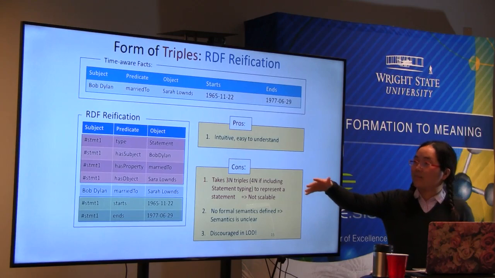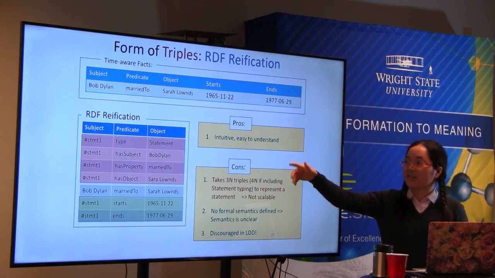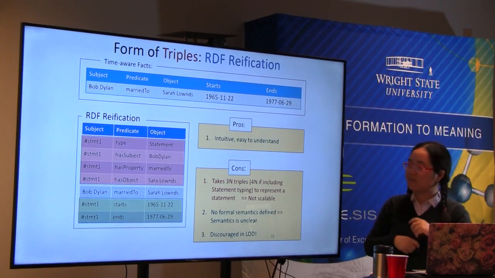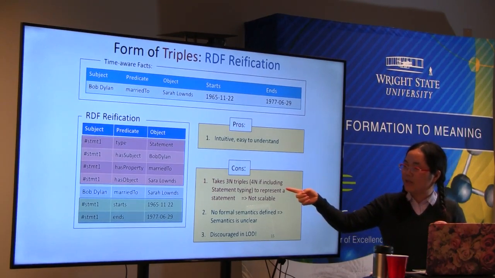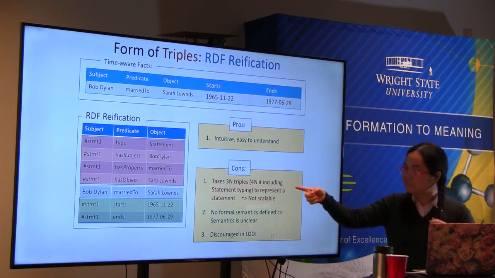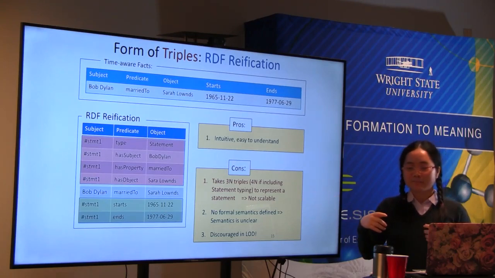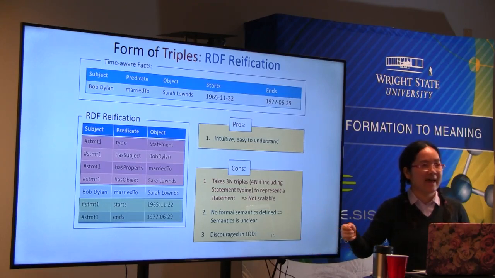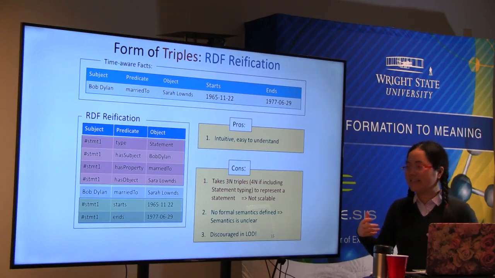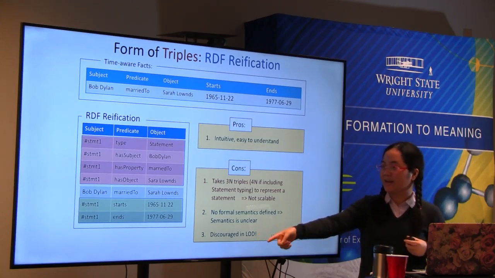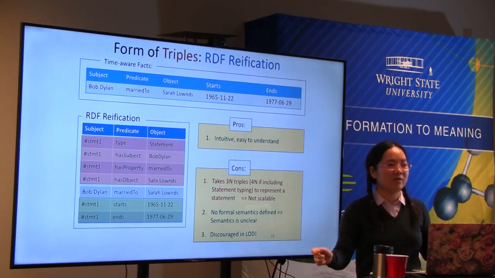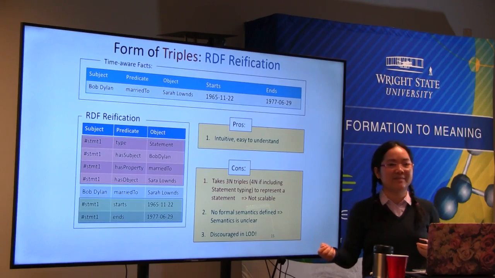The advantage of this is that it is very simple and easy to understand, pointing to subject, predicate, and object. But it has major flaws that keep it from being adopted by the community, and it is discouraged in Linked Open Data. First, it is very verbose. Second, it is not formalized in the semantics yet.